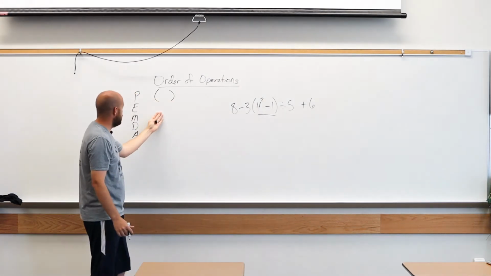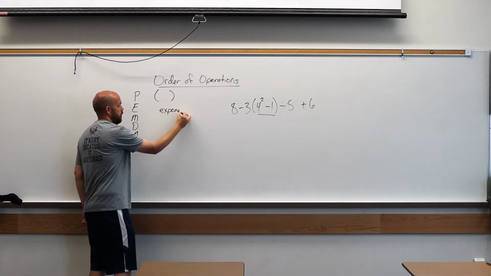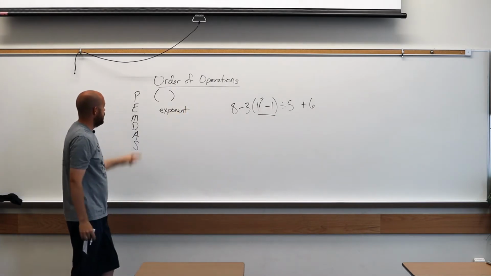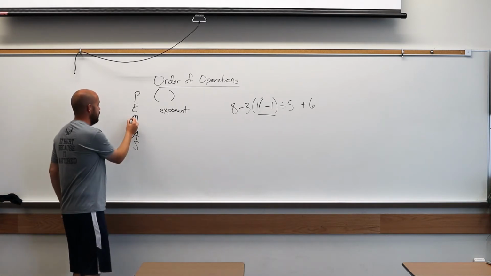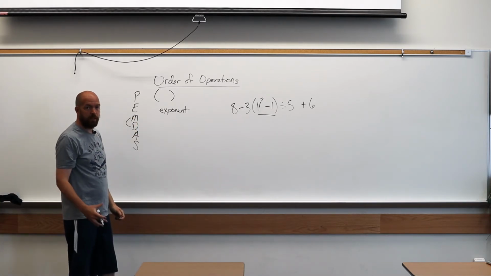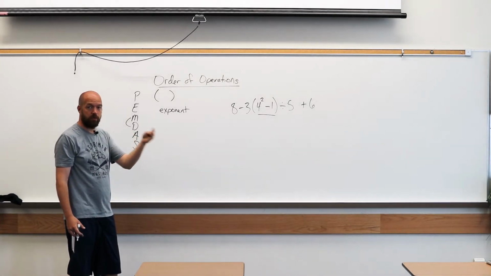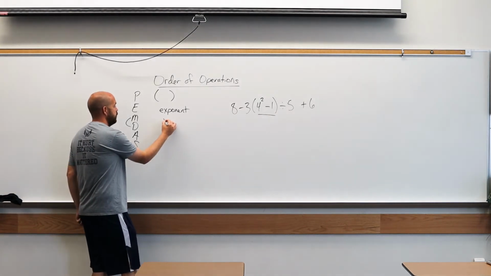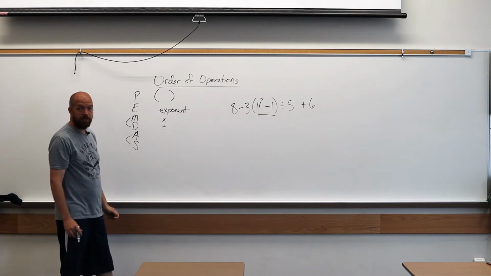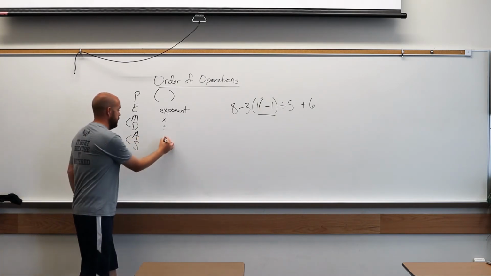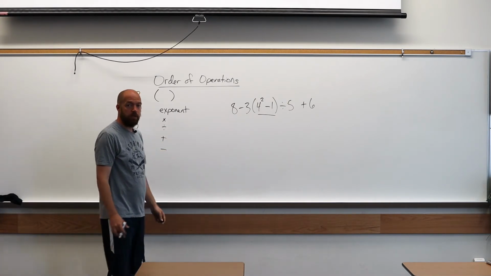So then we would go down to the next letter in the acronym. E stands for exponents. So we do exponents next. Multiplication and division, the M and the D, are a step that happens at the same exact time. So once we get to the M and the D, multiplication or division could happen first. Usually go left to right, whichever one happens first. So we've got multiplication and division next. And then the last step is another simultaneous step, addition and subtraction can also occur at the same time. It just depends whichever one comes first.